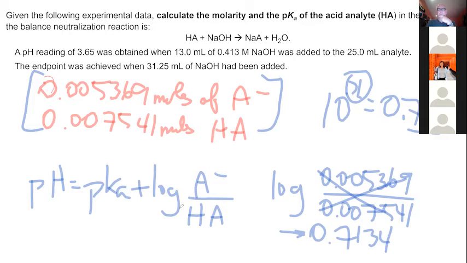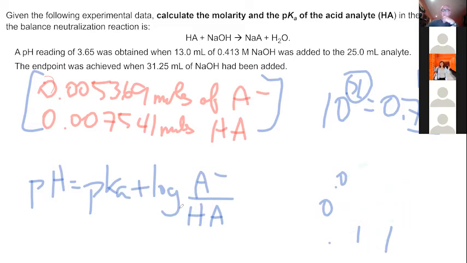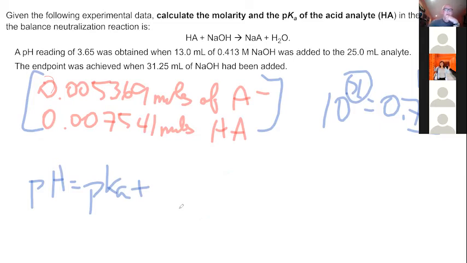I got a negative, Professor. Yeah, you should, because it's less than 1. Negative 0.14666. Okay. So this is negative 0.147. So the pH was 3.65.